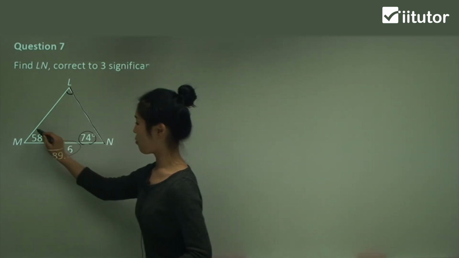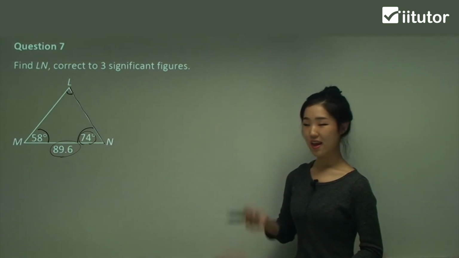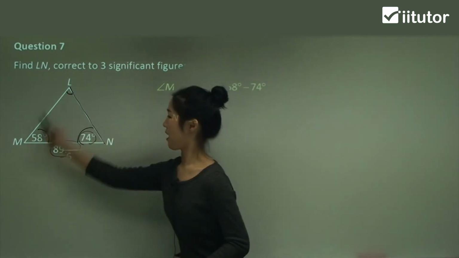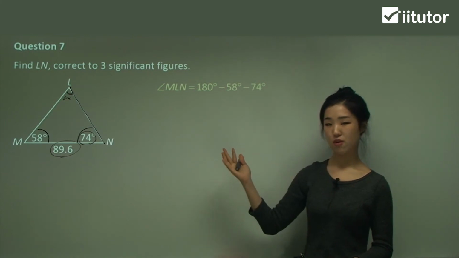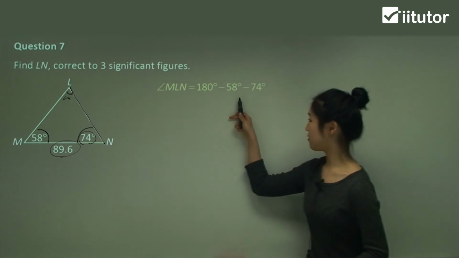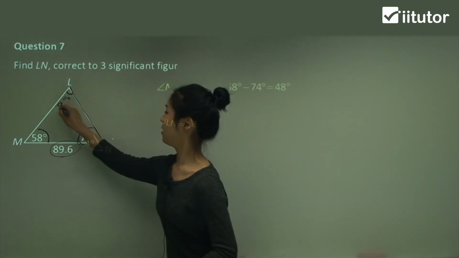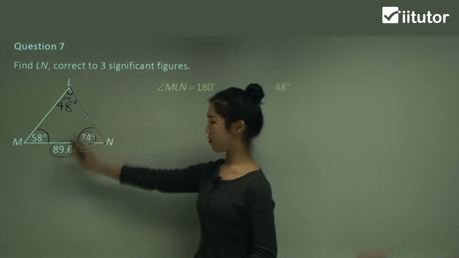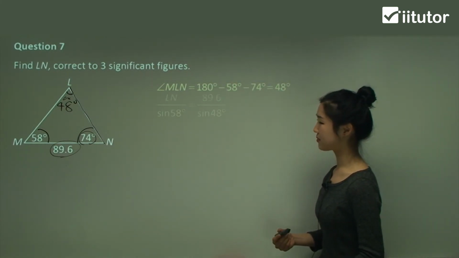Do you know how we're going to do that? Well look guys, we have one angle, we've got another angle. So to find the third angle, what do we use? Angle sum of a triangle. So angle MLN, which is this angle here that we're looking for, is going to be 180 degrees because angle sum of a triangle is 180 degrees. So 180 degrees minus these two angles, so minus 58 and 74, you should get 48 degrees. So this one here is 48 degrees. Okay, so I've got an opposite angle for the side. So now we can apply the sine rule. So let's go ahead and do that.